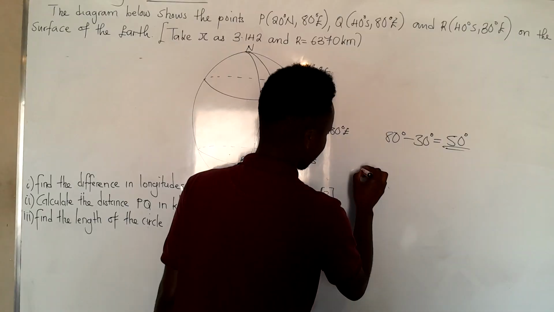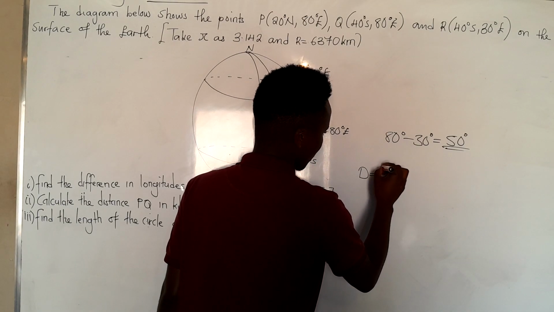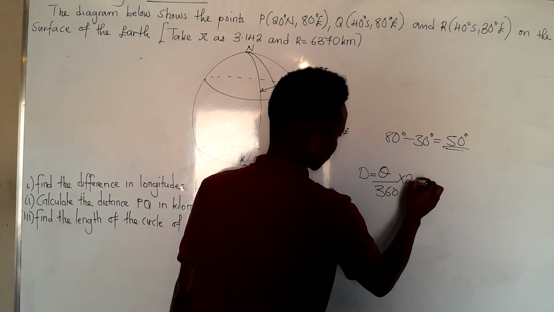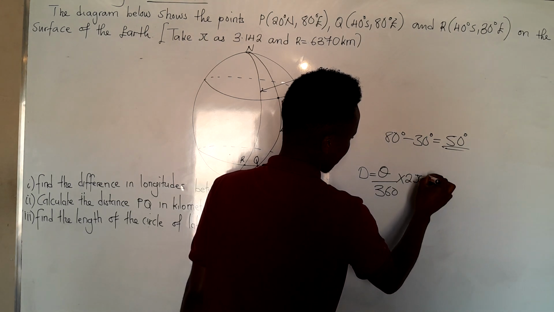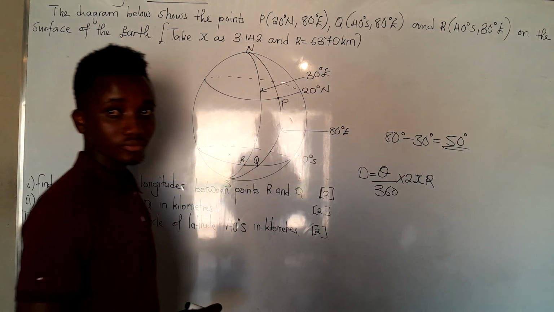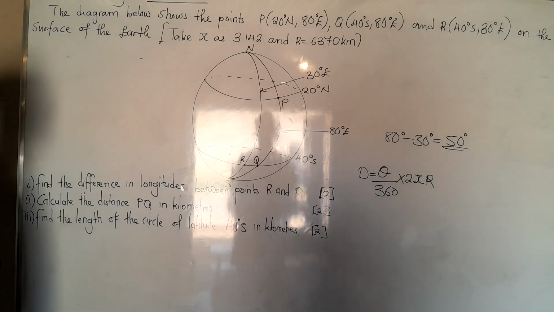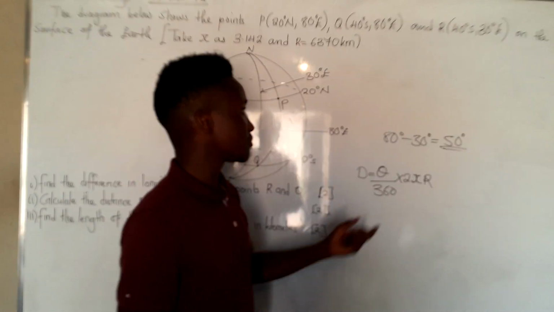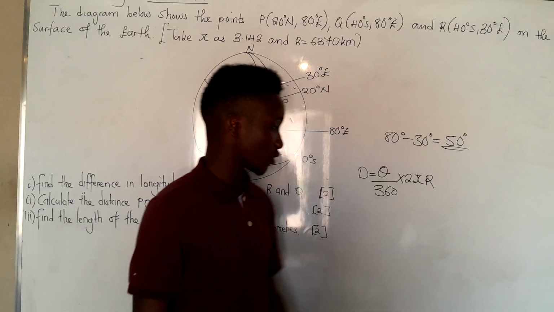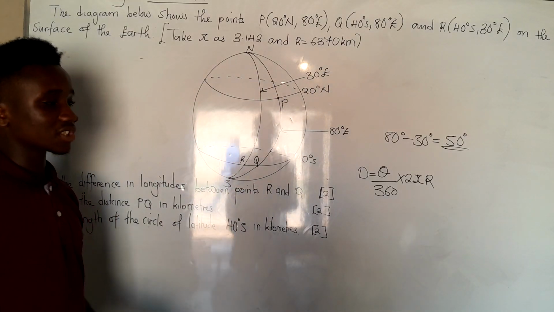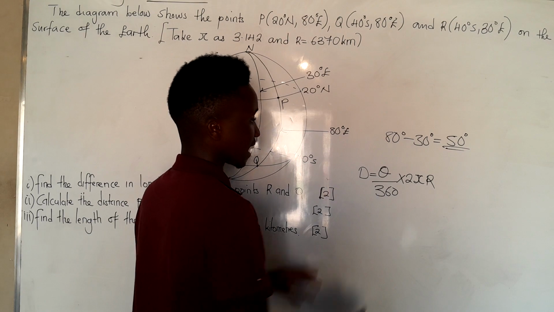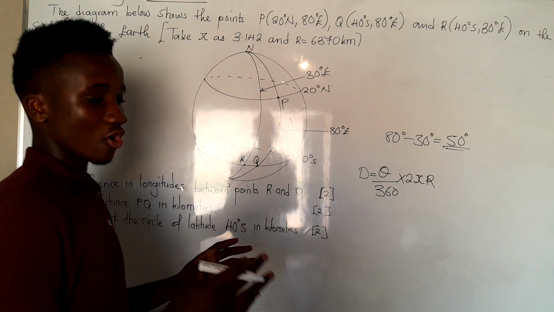The formula we use is distance is equal to theta over 360 times 2 pi r. What has happened here? We have simply removed times cos x. So to find the distance between points lying on the same longitude, the only thing you do is remove the cos x and the rest becomes your formula.